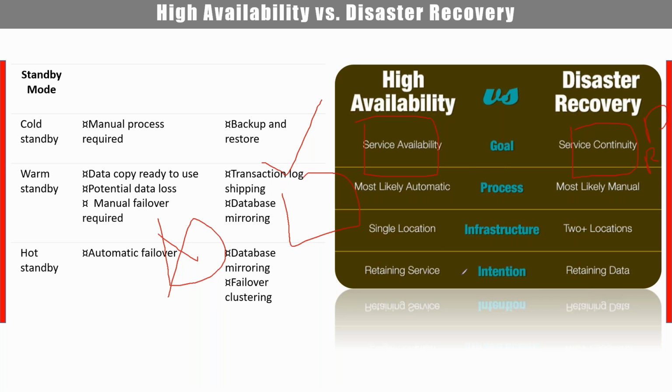Here, the intention of high availability is to retain the services. If something happens here, we can retain the services. But if something happens to the entire data center, we retain the data; at least we have one copy in the DR server, like what we explained. So: service availability, automatic failover, manual failover, single location, two locations, retaining the services, retaining the data.